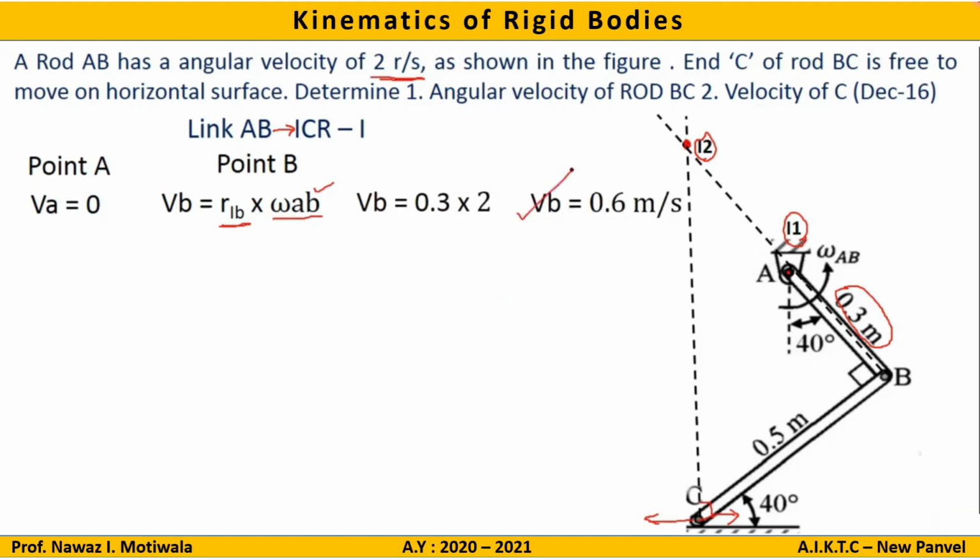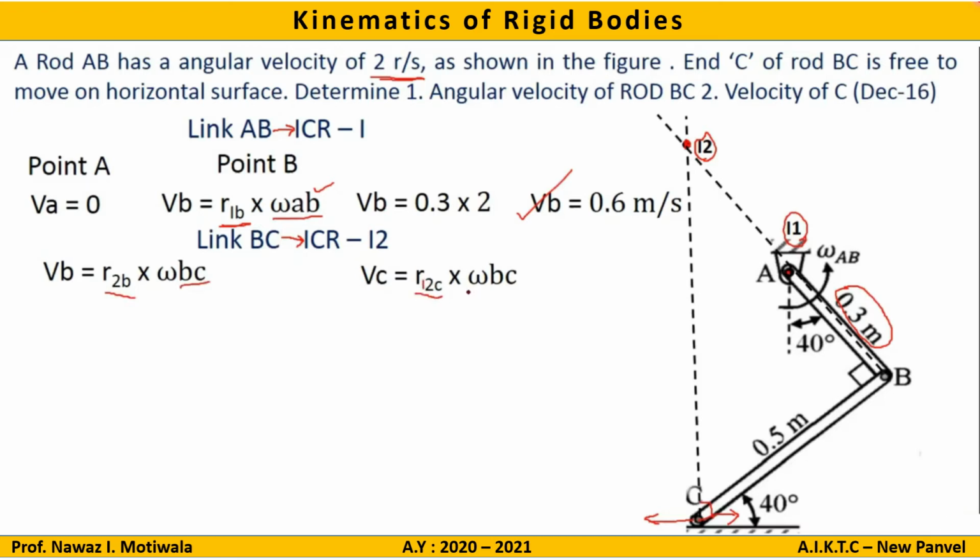This is done. Now what is the next step? The next step is to consider the second link, with the same procedure. Link BC. For link BC, the corresponding ICR is I2. Points are B and C. For point B, I can write VB is equal to R I2B into omega BC, and for C, I will write VC equal to R I2C into omega BC. Now what is required? The requirements are the distances I2B and I2C.